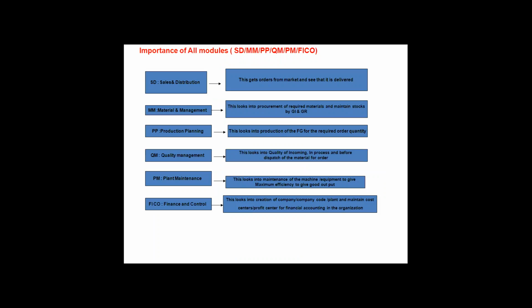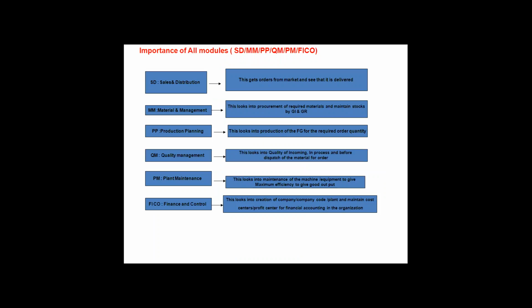Importance of all modules: these are all functional modules: SD, MM, PP, QM, PM, FICO. To run a business we require all these modules. SD gets orders from the market and sees that they are delivered. Material management, once the order is coming into our plant, they will procure all the raw materials, and also do goods issue and goods receipt internally.